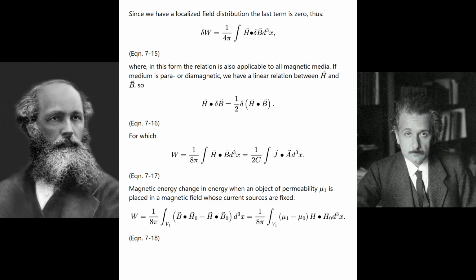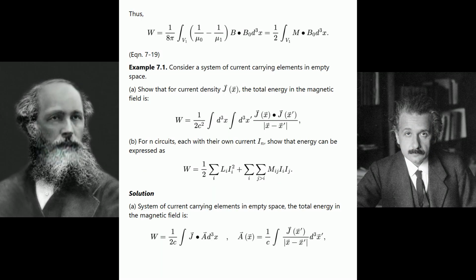If the medium is para- or diamagnetic, we have a linear relation between H and B, so equation 7-16, for which equation 7-17. Magnetic energy: the change in energy when an object of permeability μ₁ is placed in a magnetic field whose current sources are fixed, equation 7-18. Thus, equation 7-19. Example 7.1.